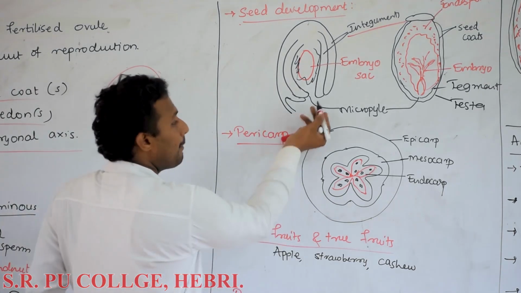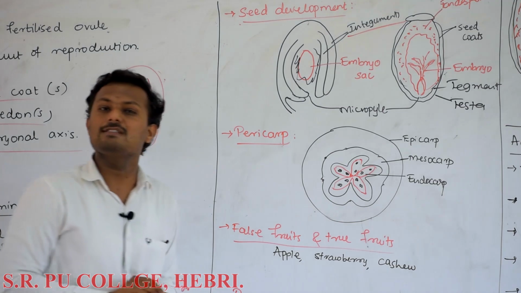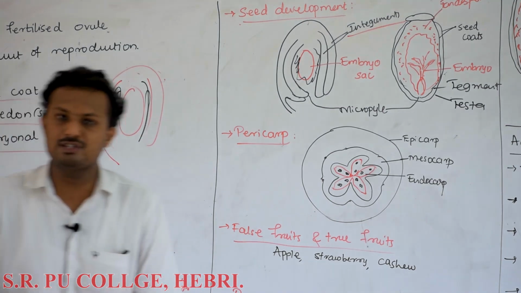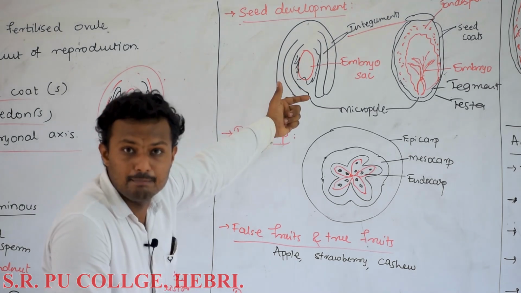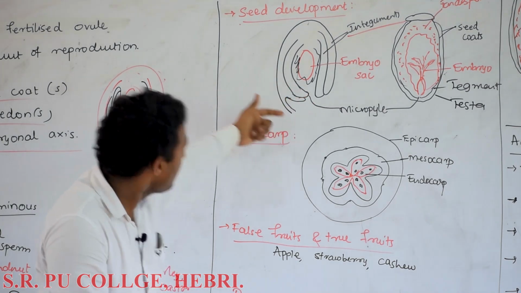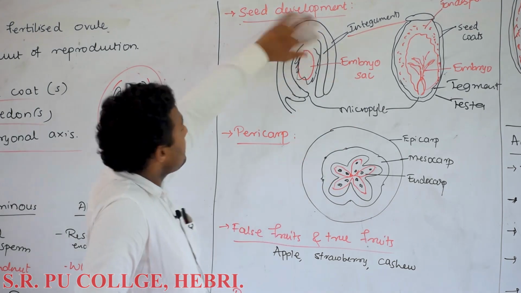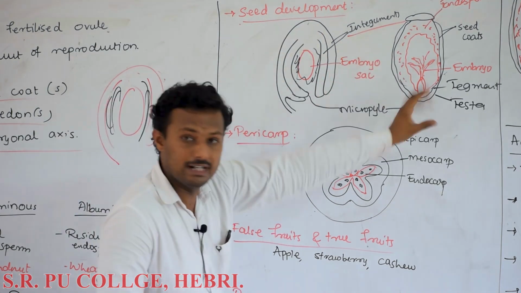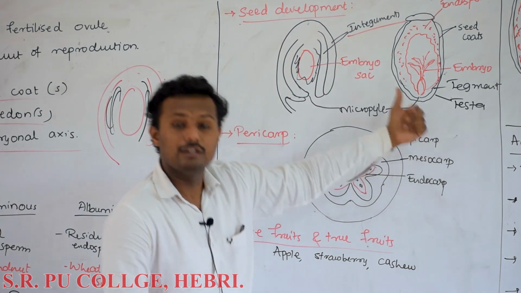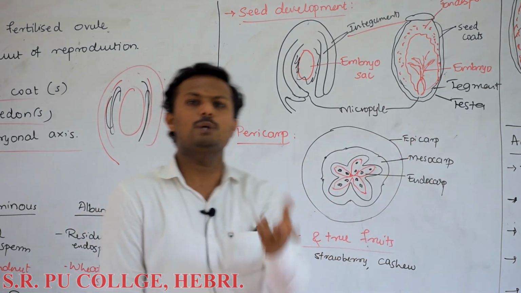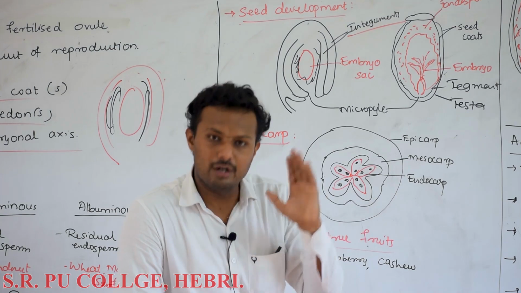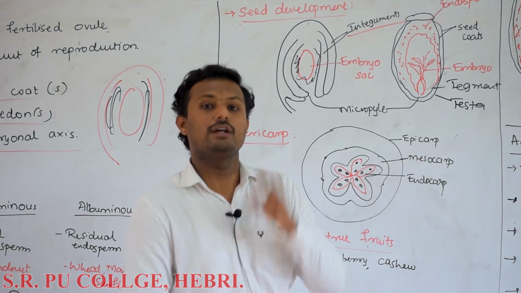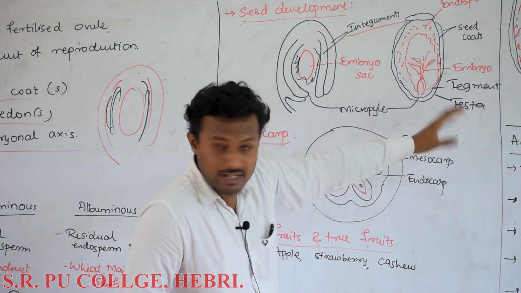But this micropyle, as you see, is a small pore through which the pollen tube enters into the ovule to cause the fertilization, right? So even after this entire ovule develops into the seed, the micropyle still remains. Actually, the micropyle helps in aeration, that means supply of oxygen or release of different gases, during the germination of the seed. What happens?